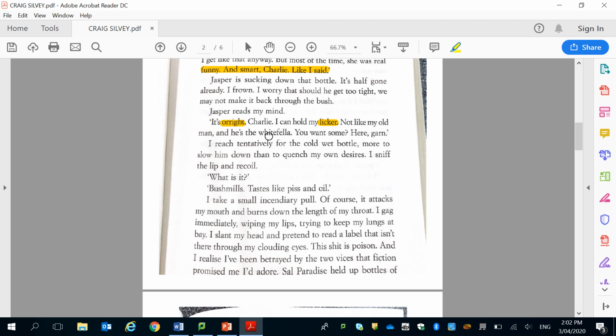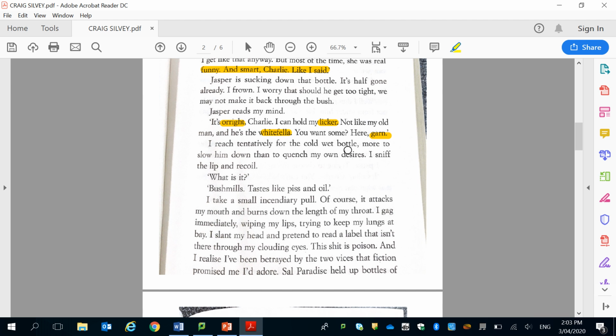Not like my old man, and he's the white fella. You want some? Here, gun. So this particular word here is a term that is and has been in the past used in Aboriginal Creoles or Aboriginal English, and that is white fella. And we know as well about Jasper's background as a mixed descent or mixed race Aboriginal boy.